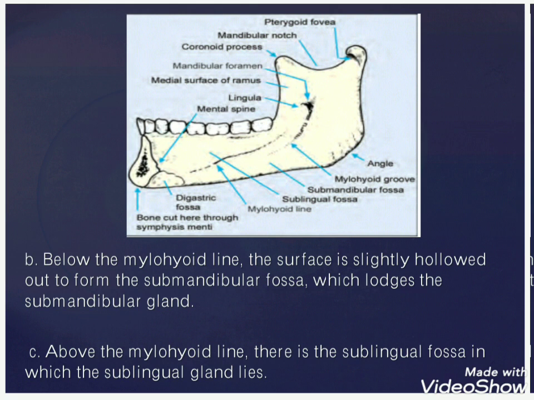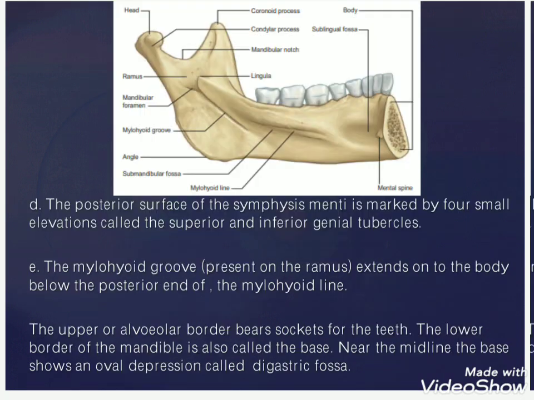Below the mylohyoid line, the surface is slightly hollowed out to form the submandibular fossa, which lodges the submandibular gland. Above the mylohyoid line, there is the sublingual fossa in which the sublingual gland lies. So, above and below the mylohyoid line, two glands are present. Above the mylohyoid line, the sublingual fossa is there, and below, the submandibular fossa is there.